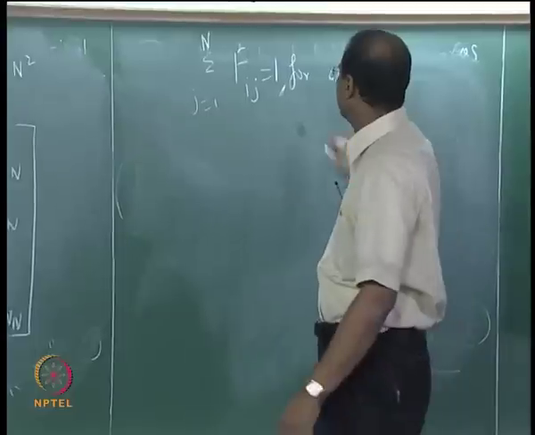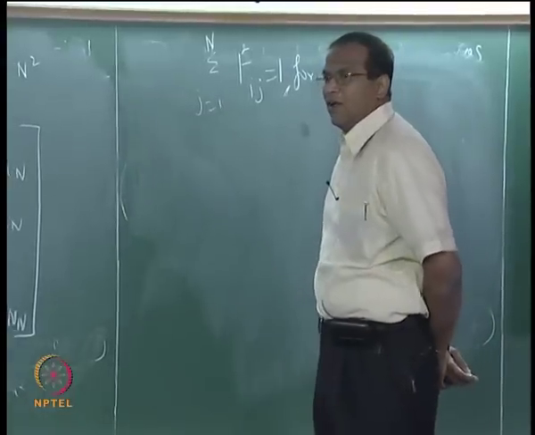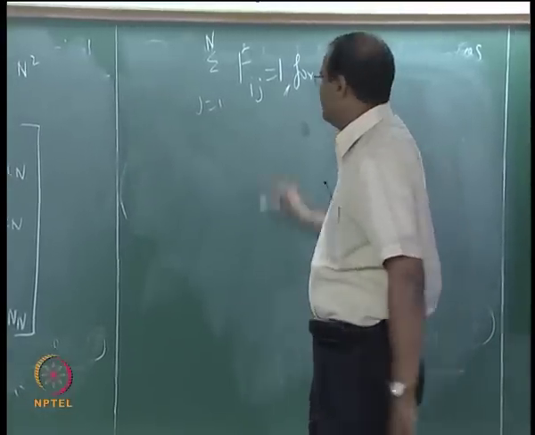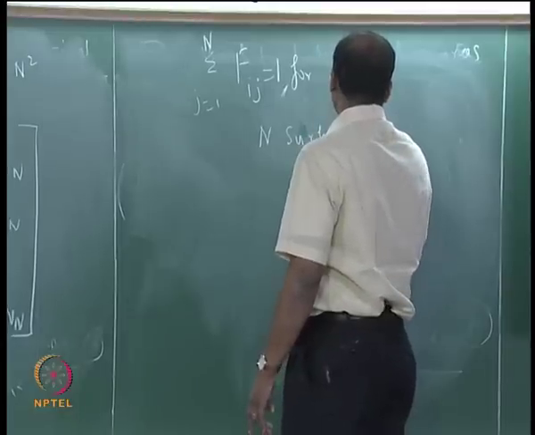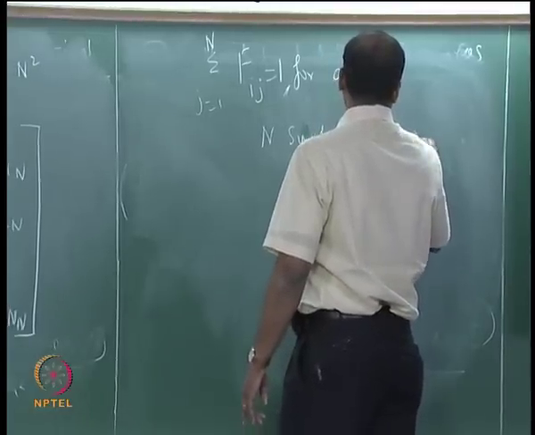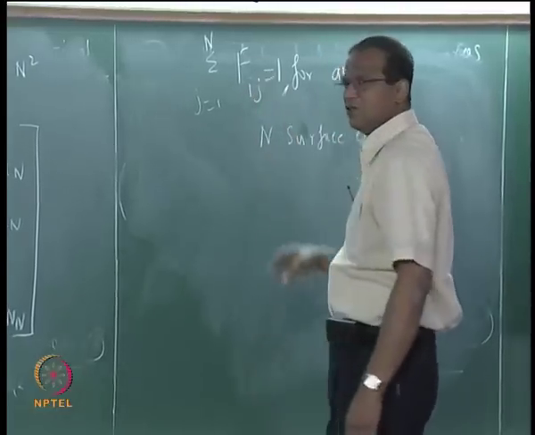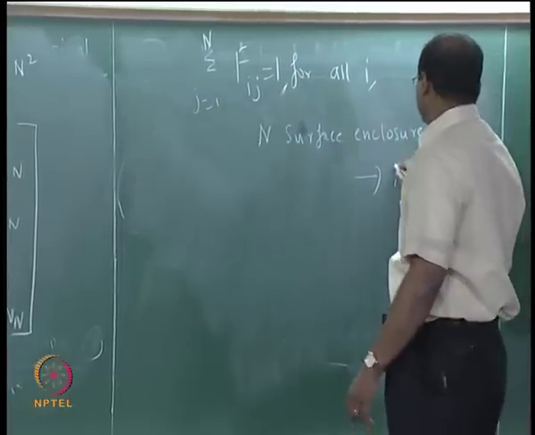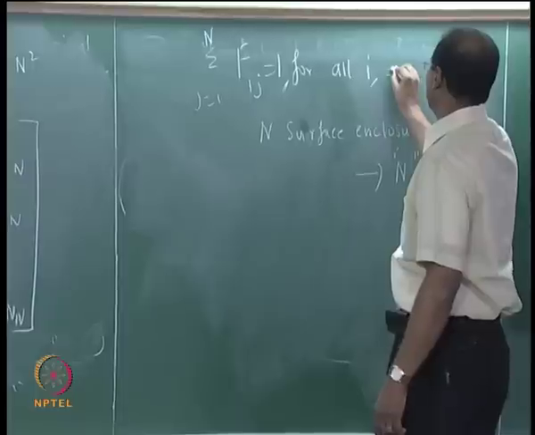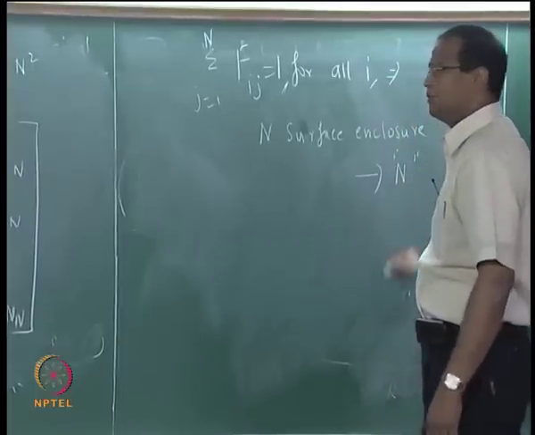Okay. So this is, now for an n surface enclosure, how many such rules are available? N. So by the way, this is called the summation rule or the sum rule.